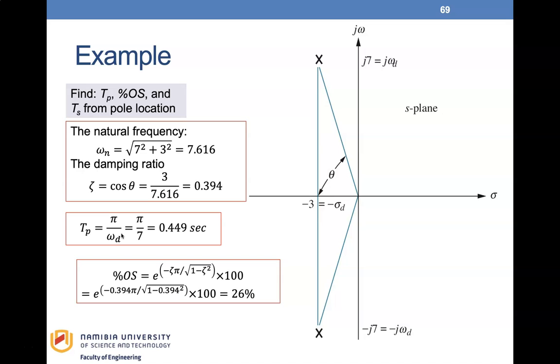And the percentage overshoot is given by this equation, e raised to the power minus zeta pi over the square root of 1 minus zeta squared. Substituting the value of zeta into this equation and multiplying everything by 100, we get a percentage overshoot of 26%. Try solving some other questions at the end of this chapter in your textbook so that you are able to familiarize yourself with solving problems with these equations.